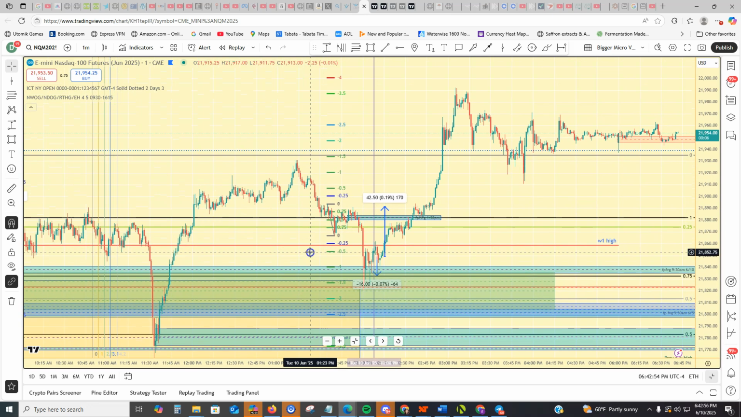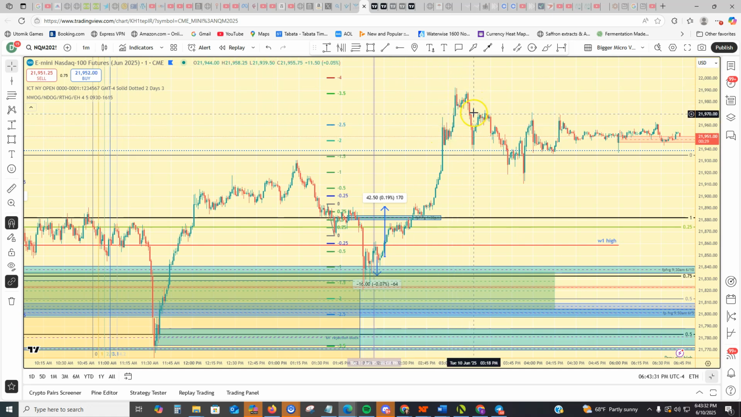Some people take the manipulation leg, that would be this here, and go from low to high, and look at the projections on that. You see that I'm using my hands right now to measure here and here, and we see that measuring from this low to this high, 2.5 is one standard deviation from this manipulation leg. So that's a target there.